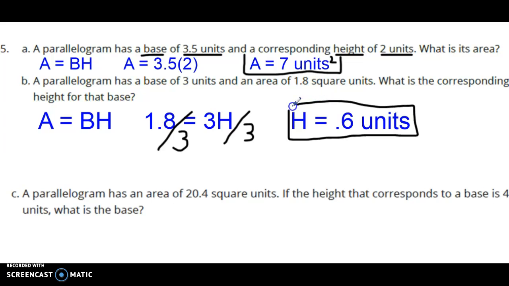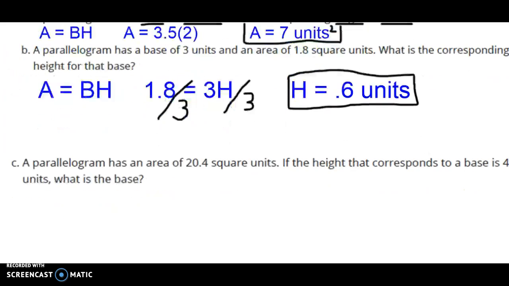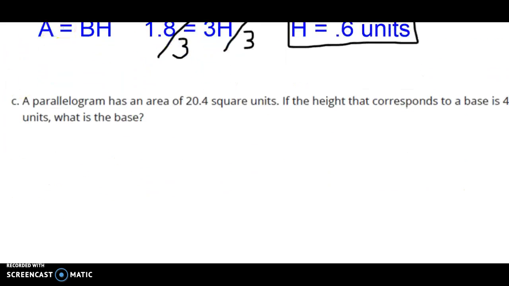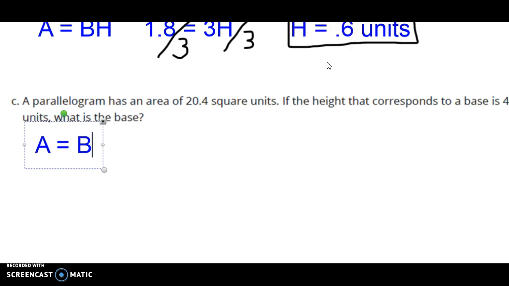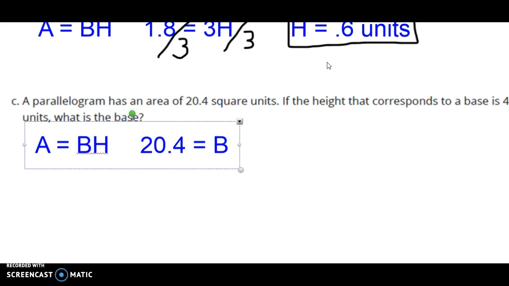C, a parallelogram has an area of 20.4 units. If the height that corresponds to the base is 4 units, what is the base? So once again, area equals base times height. What do I know? I know the area. The area is 20.4 equals, the base is 4. No, the height is 4, and I don't know the base. So I'm going to say B times 4.